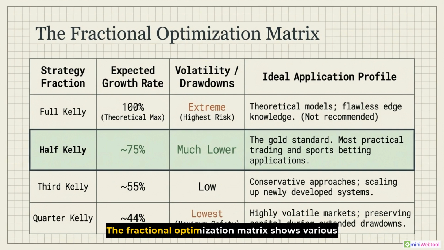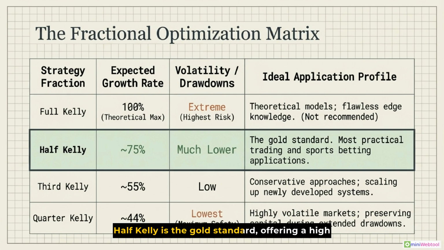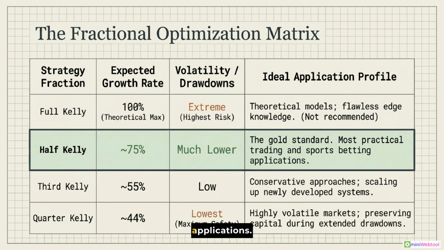The fractional optimization matrix shows various strategies. Half Kelly is the gold standard, offering a high growth rate with much lower volatility. Lower fractions like third and quarter Kelly offer increased safety for more volatile or conservative applications.